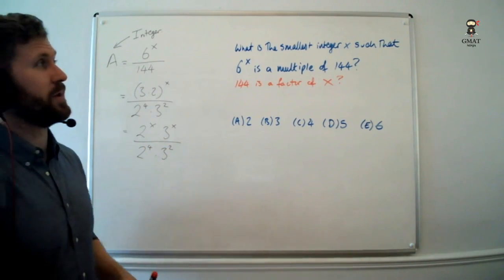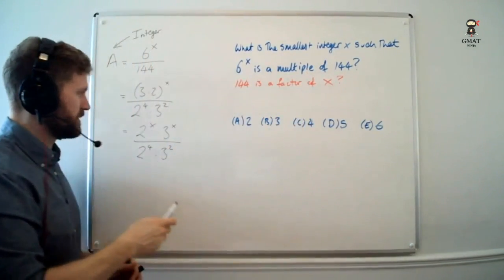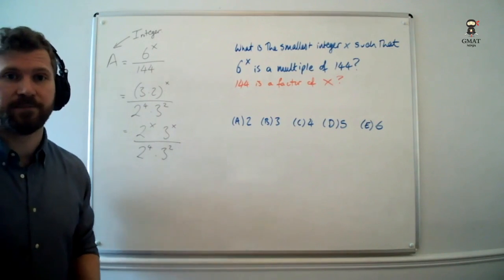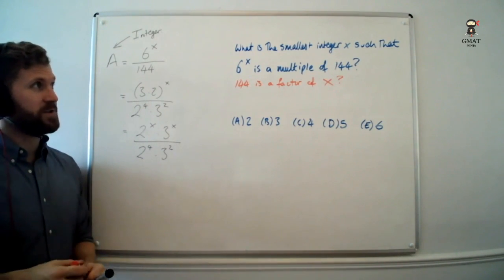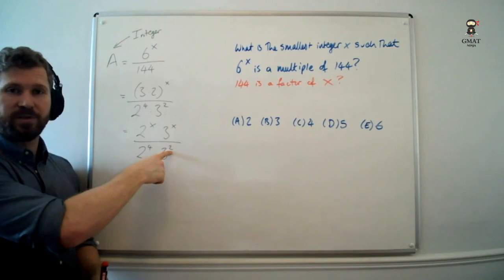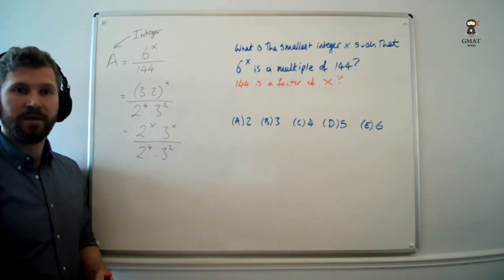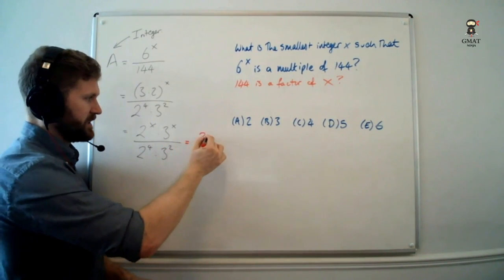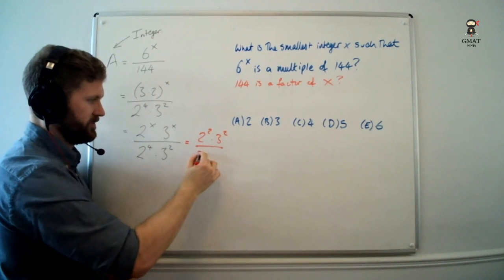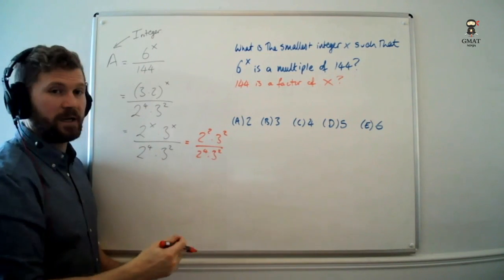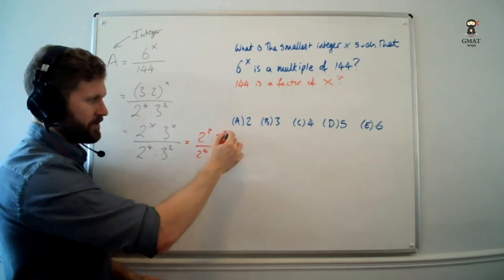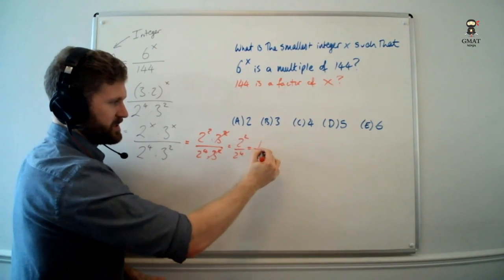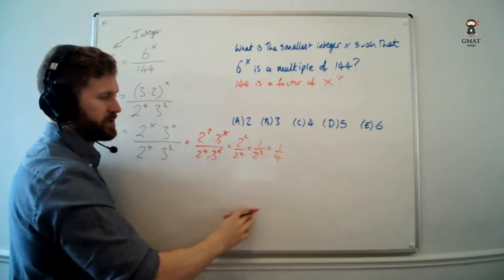And I want to know what the smallest value x can possibly be such that 144 is a factor of 6 to the x. Now, the trap that you might fall into is saying, well, I want the smallest integer. 2 is the smallest integer, so I'm going to make x 2. Now, just to illustrate that scenario, if you made x 2, well, then we could say that's 2 squared times 3 squared over 2 to the 4 times 3 squared, and we can begin cancelling these things. 3 squareds will cancel. I'll end up with 2 squared over 2 to the 4, which is the same as 1 over 2 squared, or a quarter.